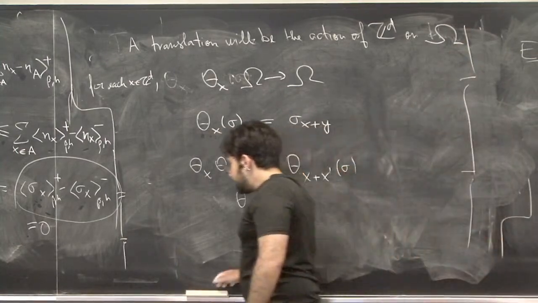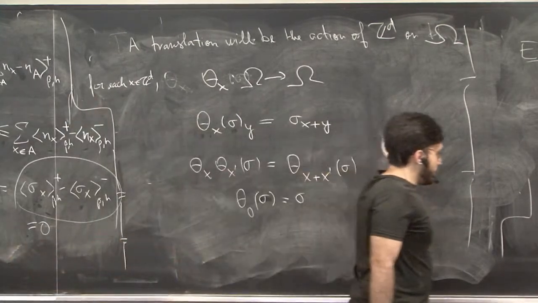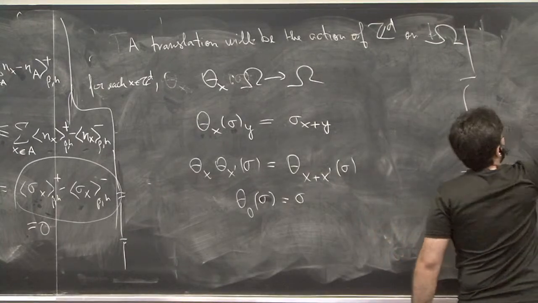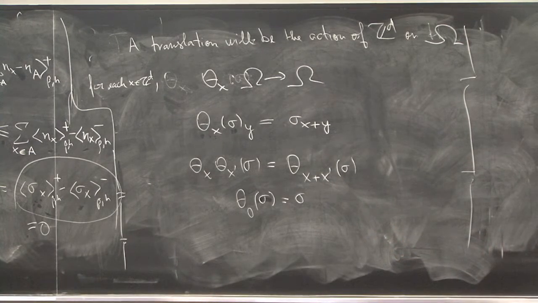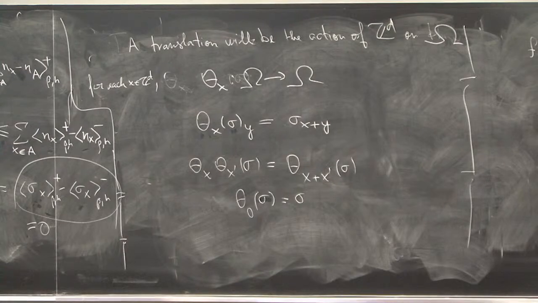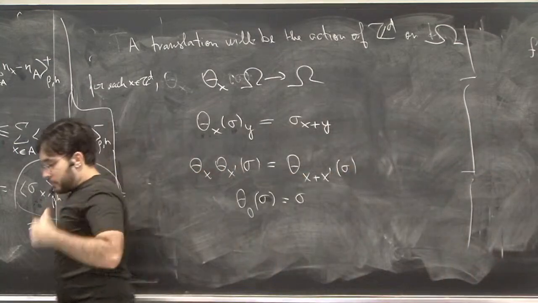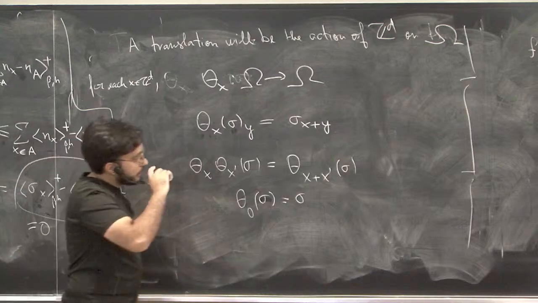So the action of Z^d acts on the configuration space and induces an action on the local functions, by making the composition. So the action is given by the composition with theta_x. Okay? And then you can check that this will be an action on the local functions.